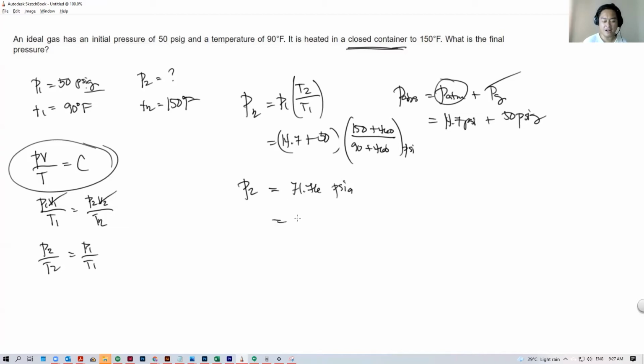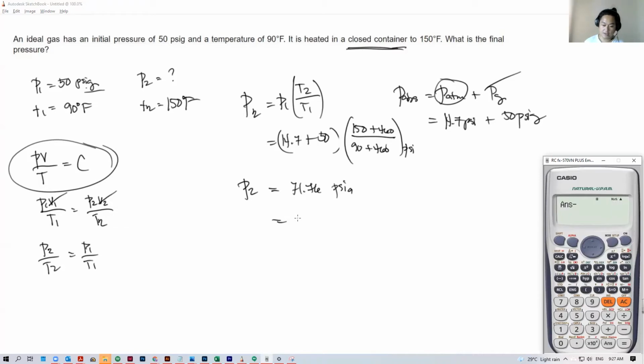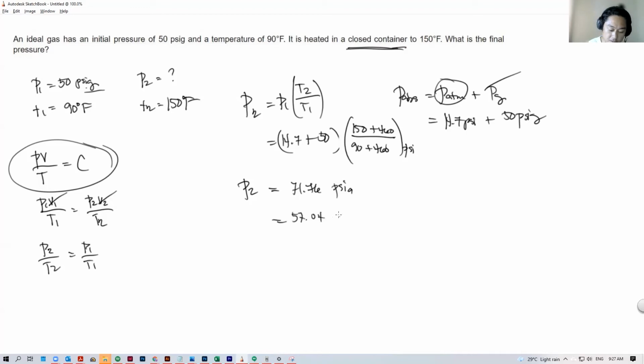Or if you're asked to have it in gauge pressure, then you can just minus 14.7 again to make this in gauge pressure. So that's 57.06 psig. This is our answer.